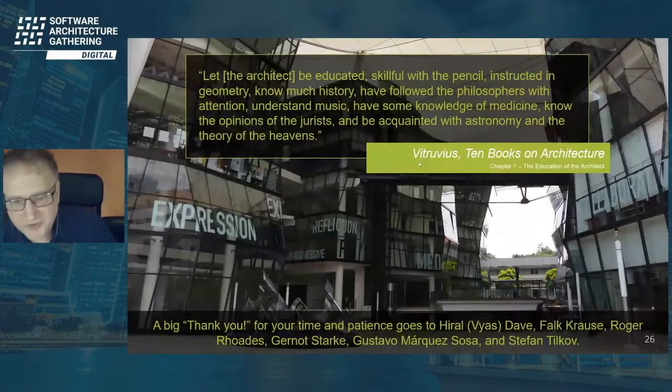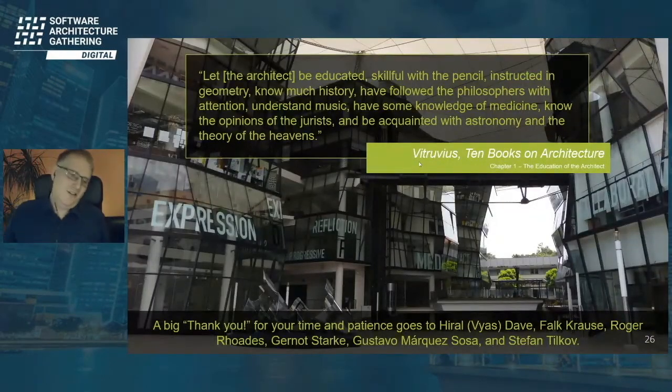So let's close this up with what the historical architects have to say about us. That let the architect be educated, skillful with a pencil, instructed in geometry, know much history, have followed the philosophers with attention, understand music, have some knowledge of medicine, know the opinion of the jurist, and be acquainted with astronomy and the theory of heavens. So to do your job, you have to have a broad spectrum of abilities and, of course, have to navigate politics to be able to apply them.